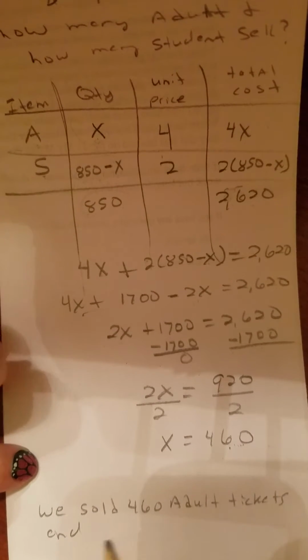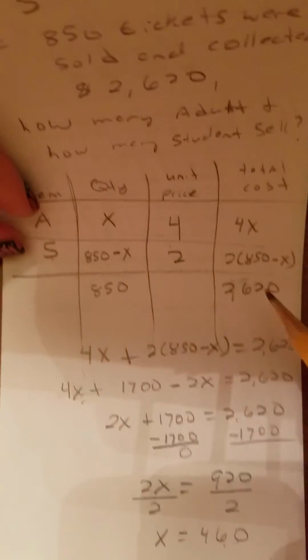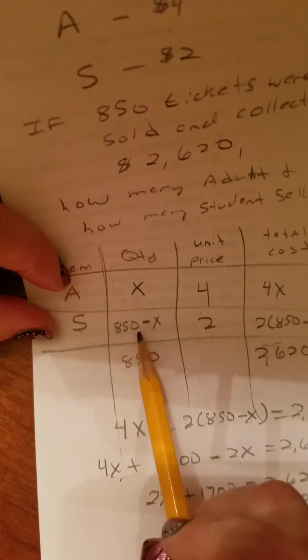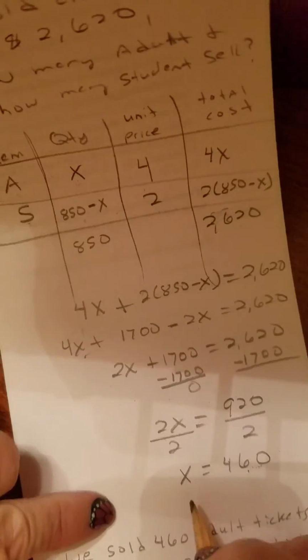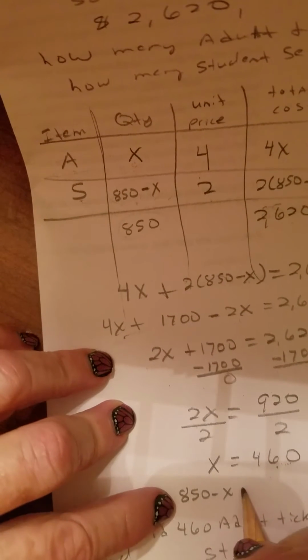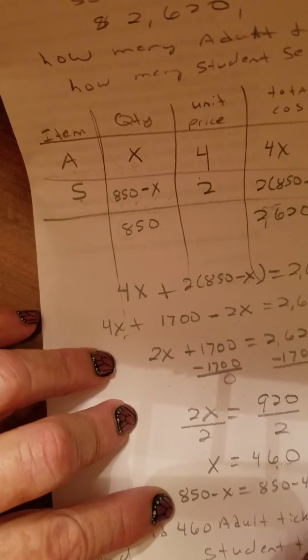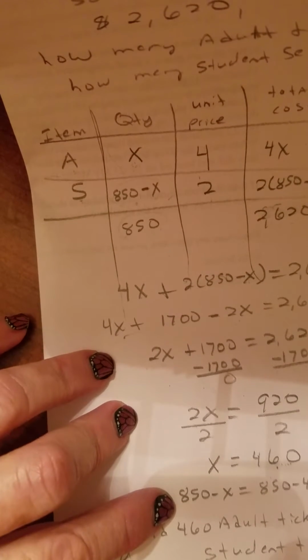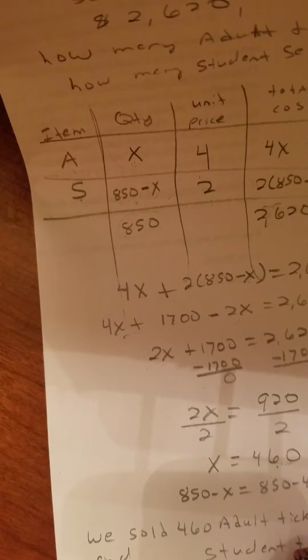And now we need to find out how many student tickets they sold. Well, we have to go back up to our original expression. We said 850 minus x represented the number of student tickets. So we have to take 850, and remember, we're going to plug in 460 for x. 850 minus 460. When you do that, you end up with 390.